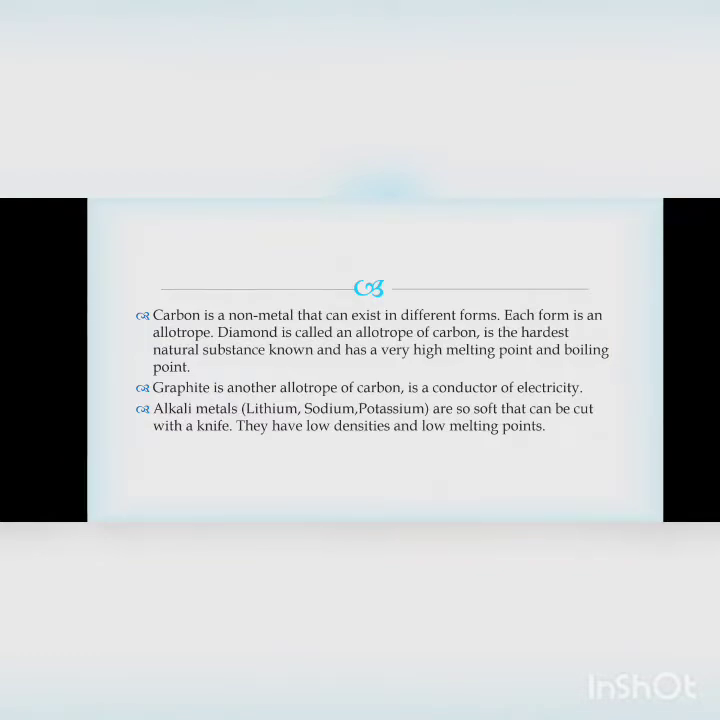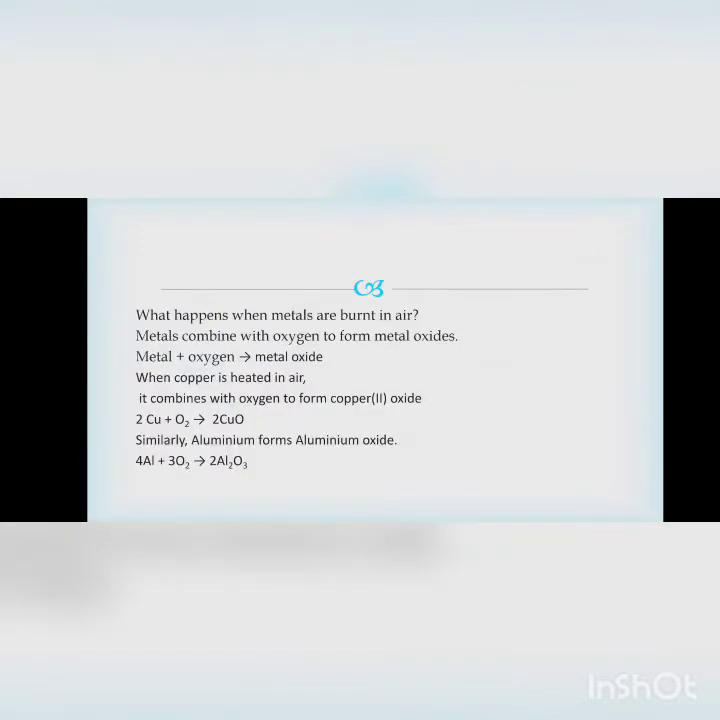Alkali metals, lithium, sodium, potassium are so soft that they can be cut with a knife. They've got low densities and low melting points.